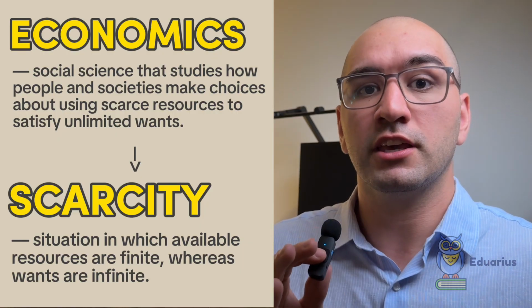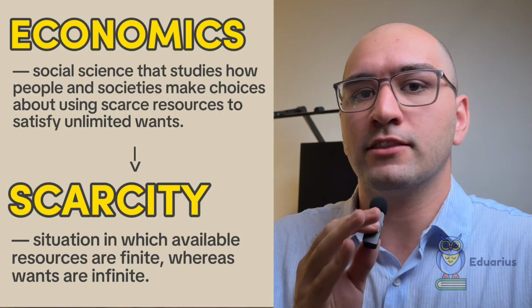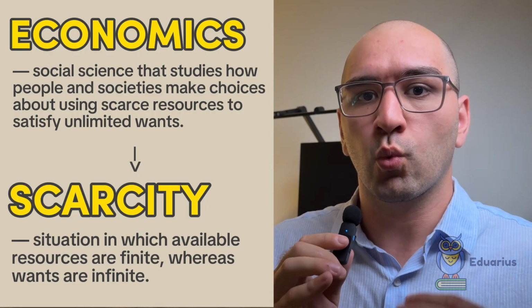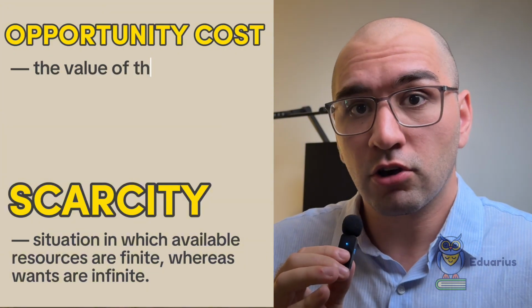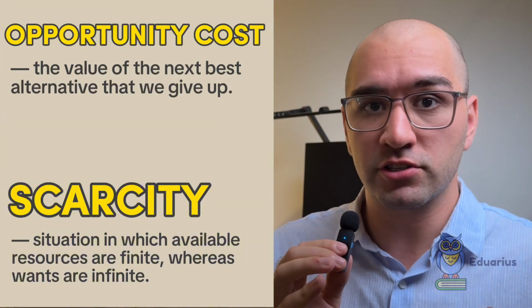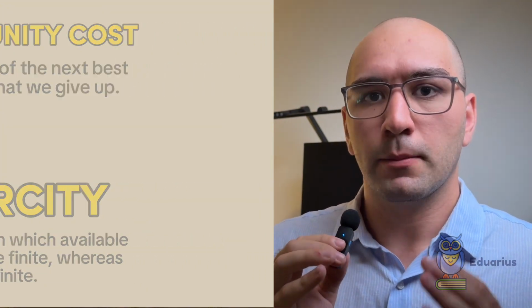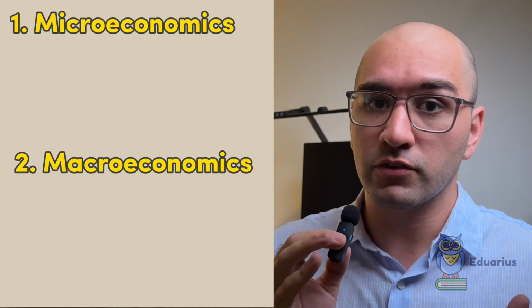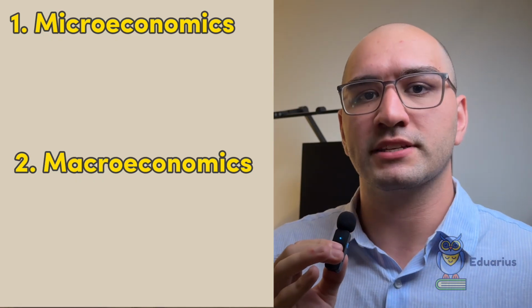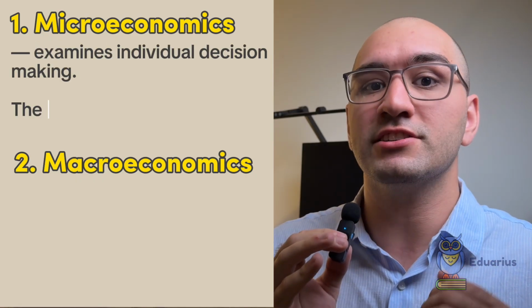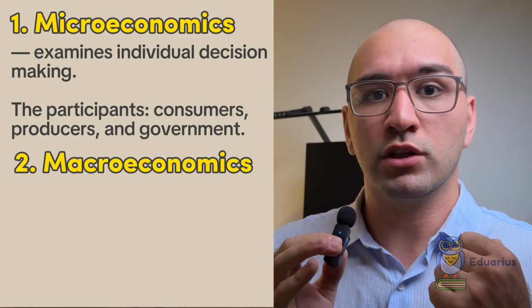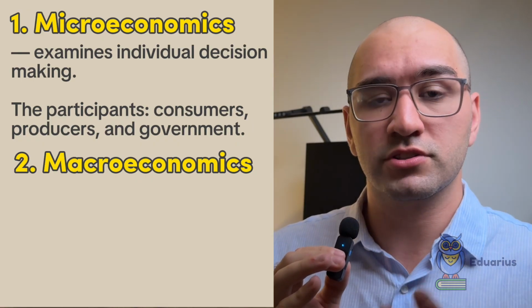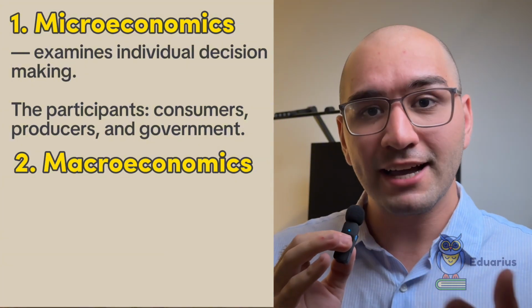Every decision involves a choice. And whenever we make a choice, we face an opportunity cost. It is the value of the next best alternative that we actually give up. Basically, economics is divided into microeconomics and macroeconomics. Microeconomics examines individual decision making. The participants are so simple: consumers, producers, and government.